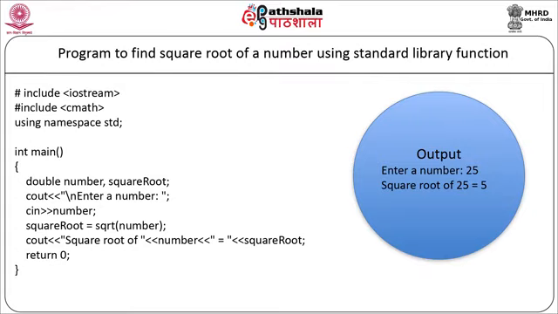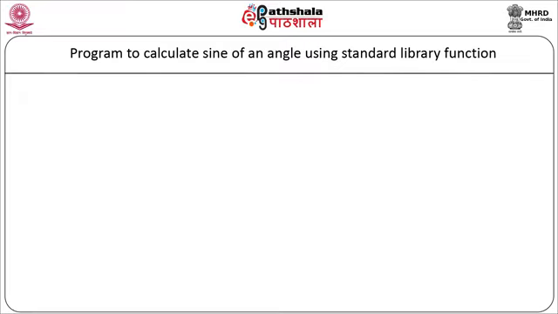Now let us see one more program to calculate the sine of an angle using the standard library function. Now let us start with the program, hash include iostream. Here again we have to include the file math.h because the sine function is defined under the header file math.h. We will include the file as hash include math.h, using namespace std. Let us start with our program now.